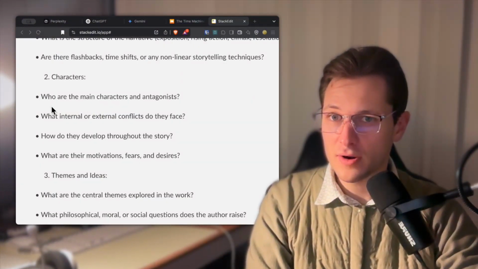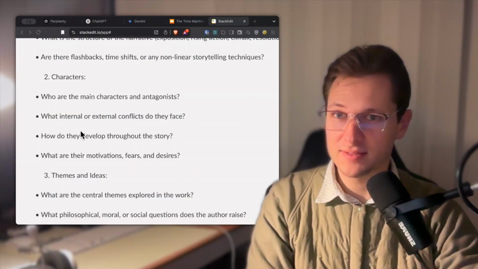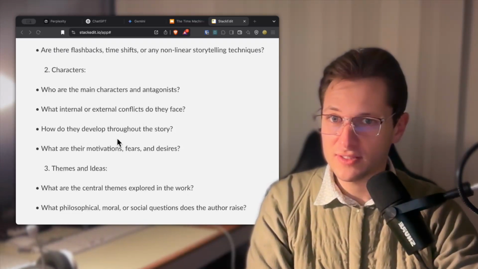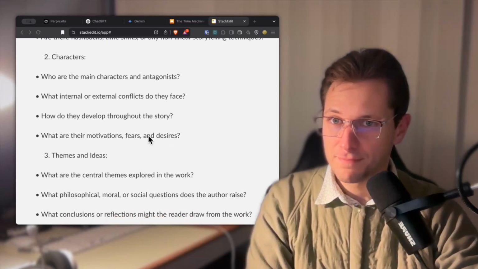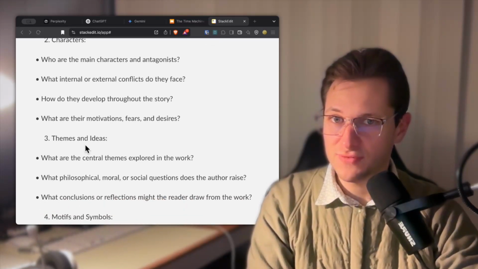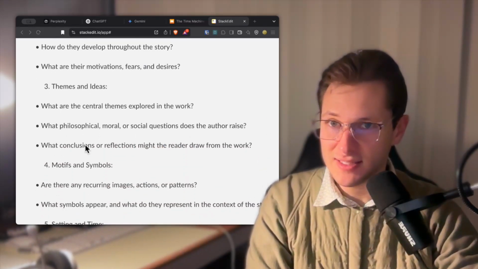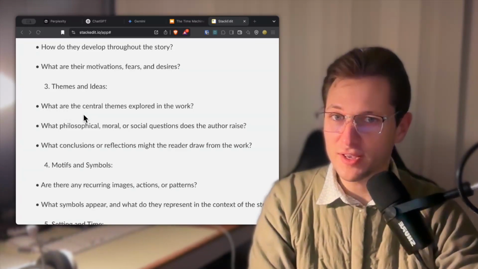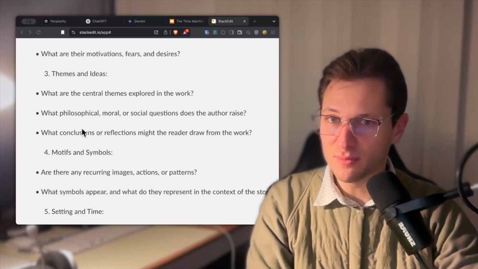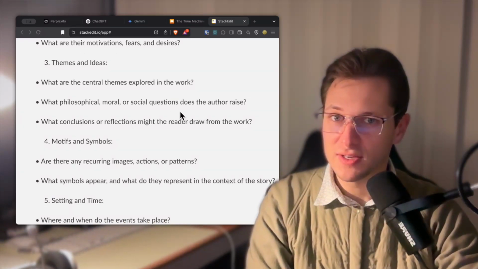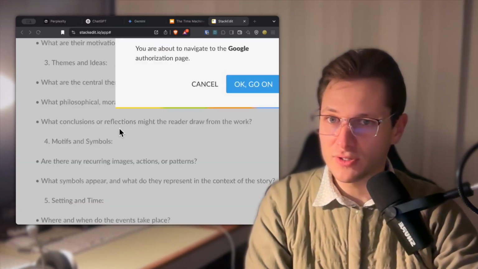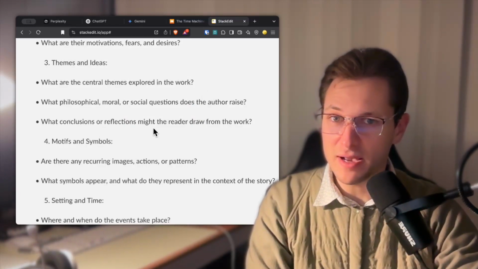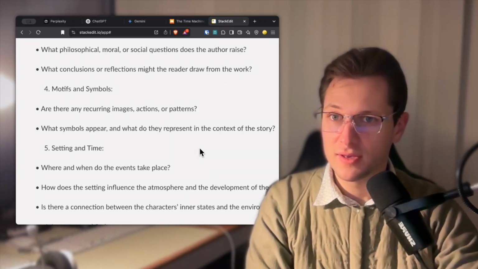Characters. Who are the main characters and antagonists? What internal or external conflicts do they face? How do they develop throughout the story? What are the motivations, fears, and desires? Themes and ideas. What are the central themes explored in the work? What philosophical, moral, or social questions does the author raise? What conclusions or reflections might the reader draw from the work?